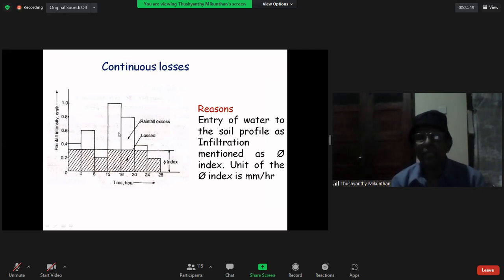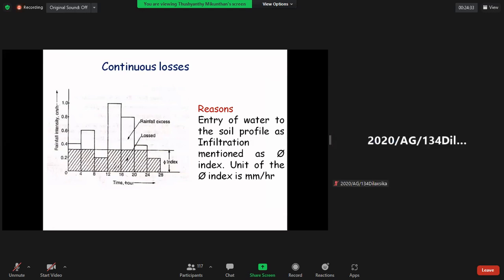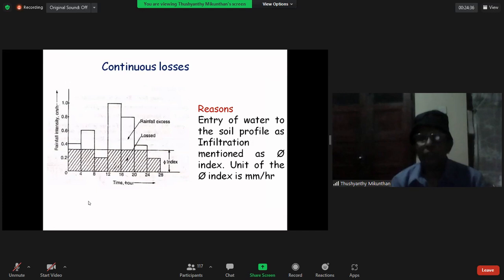Any clarification on continuous loss? Definition: entry of water to the soil profile as infiltration, mentioned as phi index, usually in millimeter per hour. While doing the calculation in the next slide, the phi index is always millimeter per hour. Here, for a 4 hour rainfall, after calculating phi, divide by 4, then we get the phi index in millimeter per hour.